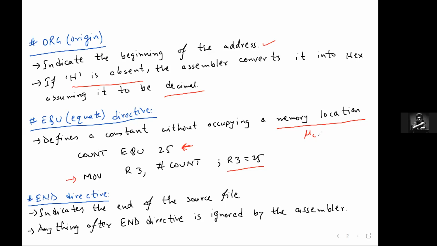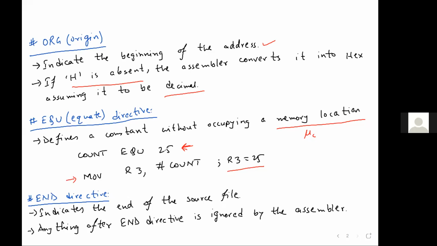Yes, sir. If there is anyone who has confusion, please ask. Sir, this 25 is in hex or decimal? It doesn't matter whether it is in hex or decimal, because for the timing, if you do not provide anything, definitely it is in decimal. Sir, my question is, why haven't we put any hash sign before 25 in count equate 25?